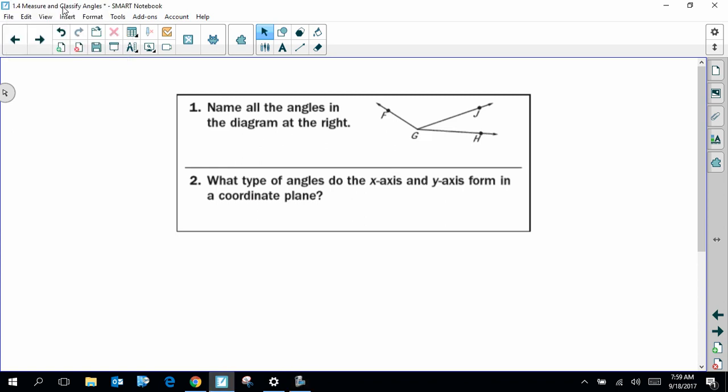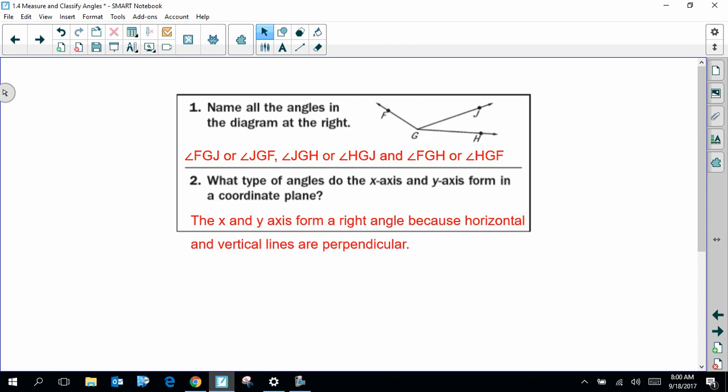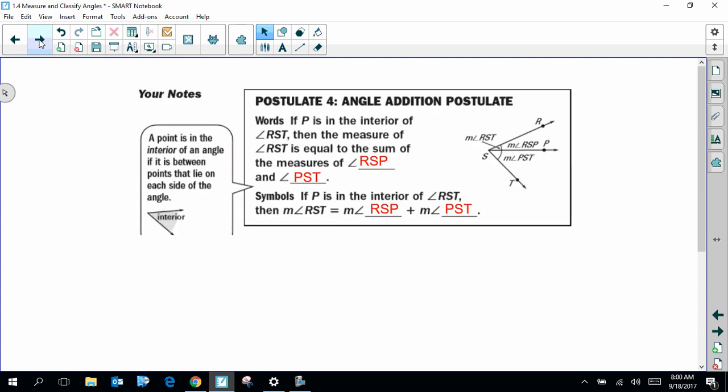Okay, so hopefully you've had a chance to answer the questions here and see what we come up with. So name all the angles. In this case, again, there's 3 specific angles. So here are all the possible names for the 3 angles that you would have seen. What type of angles do the x and y axis form on a coordinate plane? They form right angles because horizontal and vertical lines are perpendicular. Again, make sure you're paying attention to how you write your sentences. Make sure you give complete sentences whenever you have to give an explanation for something.